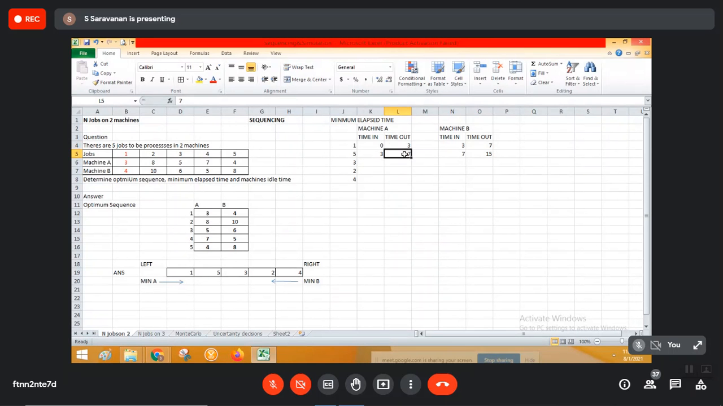Now we have to compare the time out of machine A and the time out of machine B earlier. You see, now it is out at 7 and here it is also out at 7. Which means machine B is now ready to accept the job. So it can enter at 7. For example, if the time out here is 8.